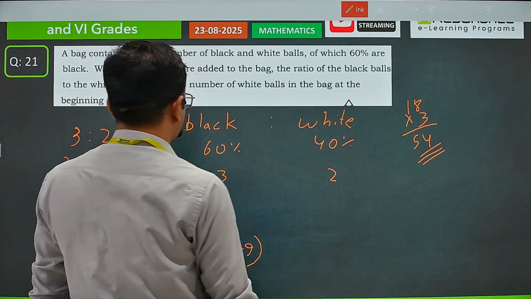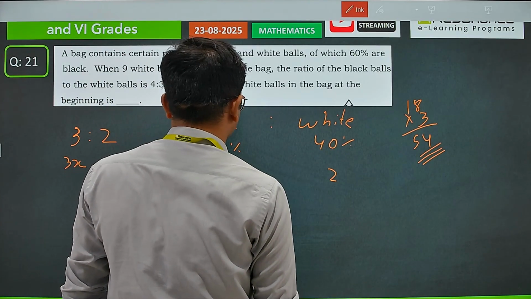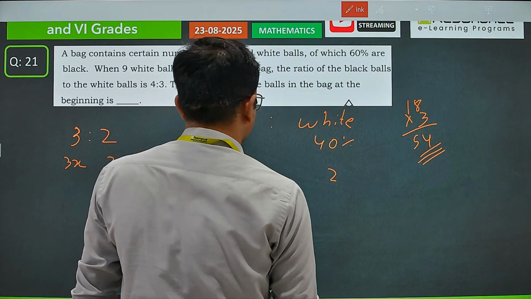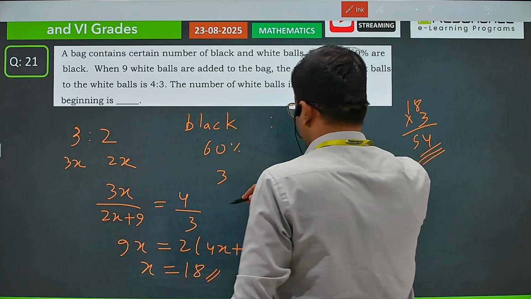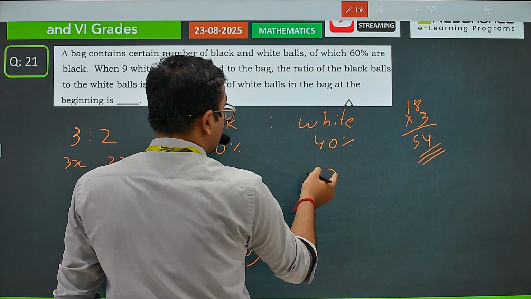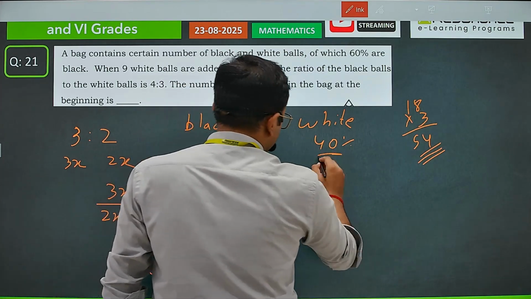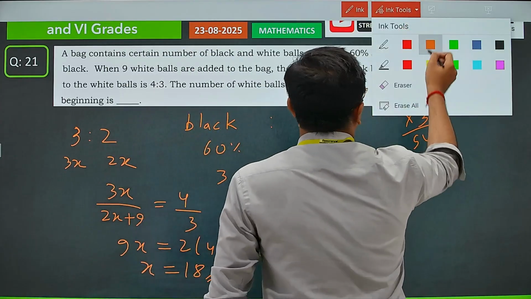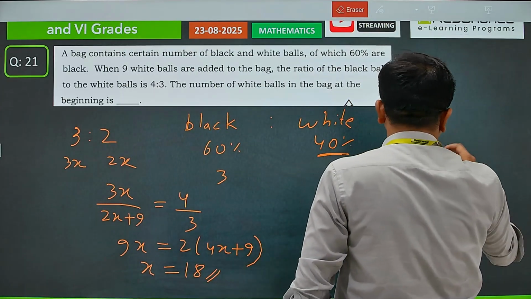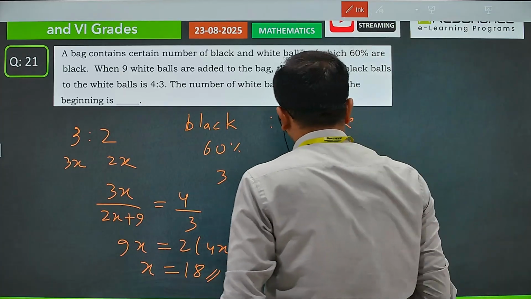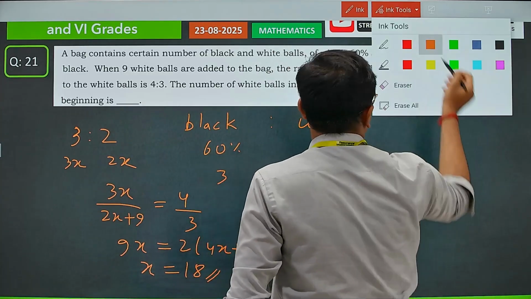Okay, just a second. Initially they are in the ratio. Just a second. Yeah. They are asking for white. Initially that is 40%, right? Initially they are asking for 40%. My bad. Okay.